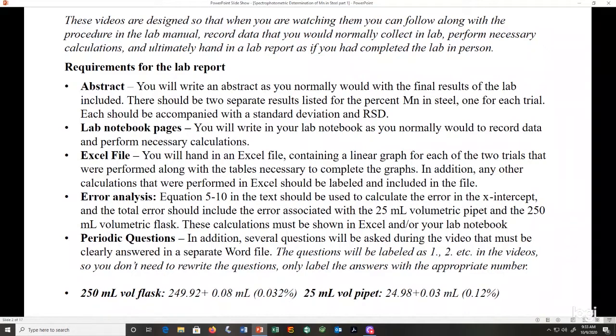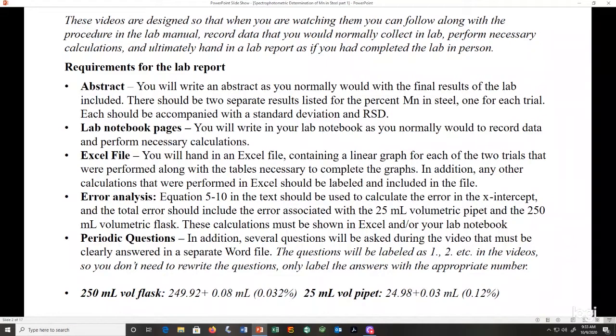And then there's also going to be some periodic questions. In addition, several questions will be asked during the video that must be clearly answered in a separate Word file. The questions will be labeled as 1, 2, etc. in the videos, so you don't need to rewrite the questions. Only label the answers with the appropriate number.